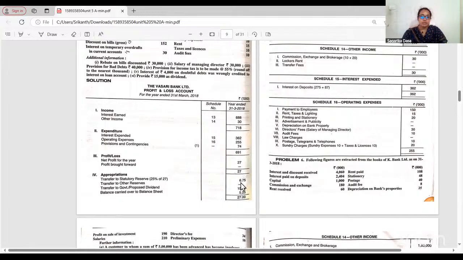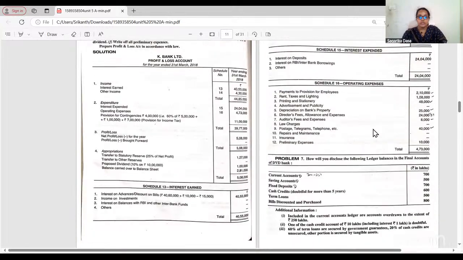So 27 minus 6.75 minus 15 if you do, you will get 5.25. I'm repeating it again. 27 minus 6.75 statutory reserve minus 15, the dividend which is mentioned in the problem, is equal to 5.25, which we have to take in the balance sheet. This is how we will prepare the profit and loss account for the banking business. Hope it is clear to you all.